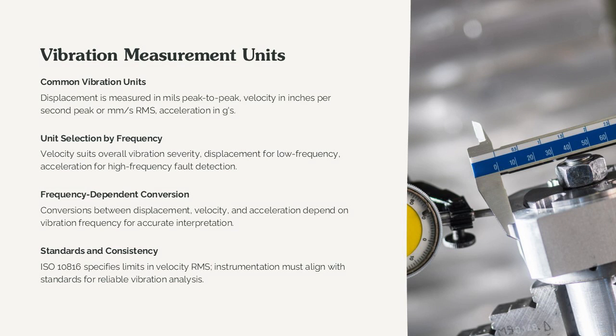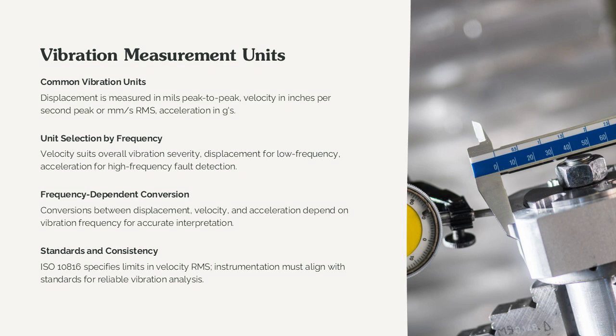Velocity is the most commonly used unit for overall vibration severity because it provides a balanced representation across a wide frequency range. Displacement is more sensitive to low-frequency vibration and is often used for slow-speed machinery such as large fans or reciprocating compressors. Acceleration is preferred for detecting high-frequency faults such as rolling element bearing defects.